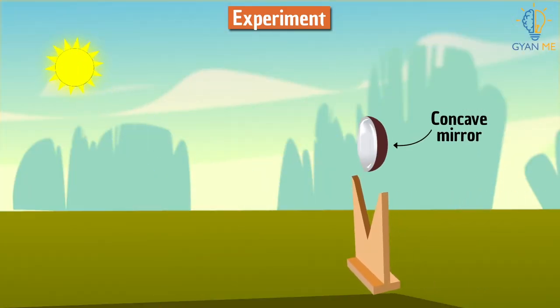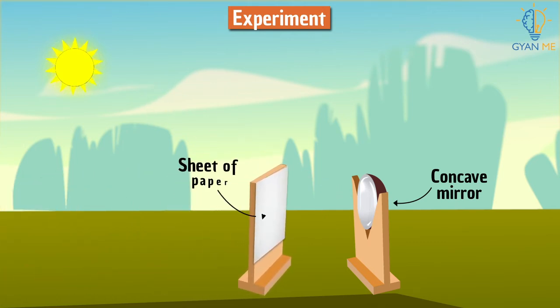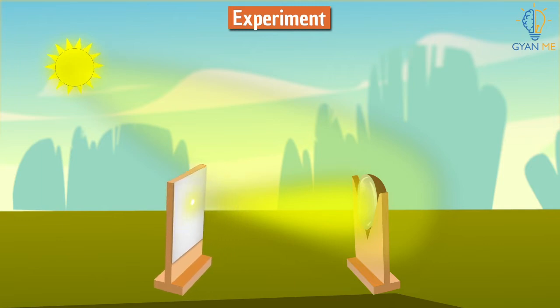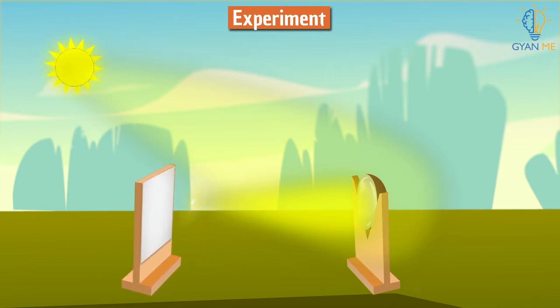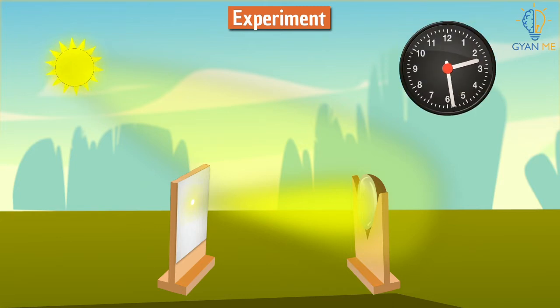Let's see it. Place a concave mirror and adjust its reflecting surface towards the sun. Place a sheet of paper, which is our screen, close to the mirror. Now direct the sunlight reflected by the mirror onto the sheet of paper by moving it back and forth gradually until you find on the paper sheet a bright, sharp spot of light. Hold the mirror and screen in the same position for a few minutes.